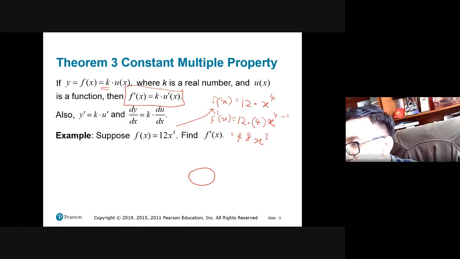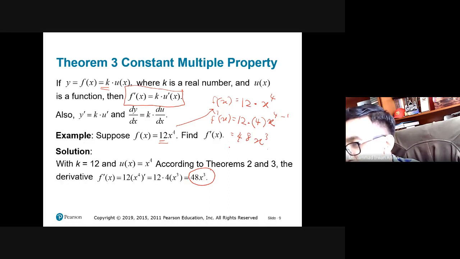This is the application of the example here. We have 12x to the power of 4. 12 is simply a constant, so we just leave 12 as it is. But we bring 4 to the front, x to the power of 4 minus 1. So we have 12 multiplied by 4 gives us 48x cubed.